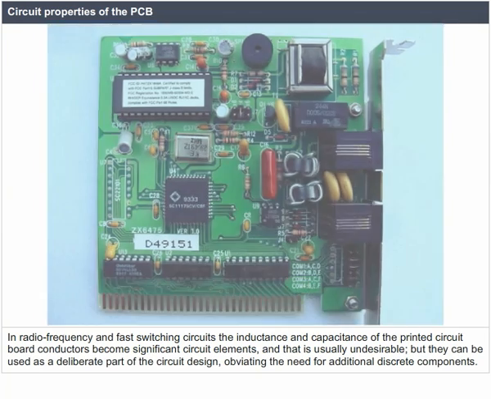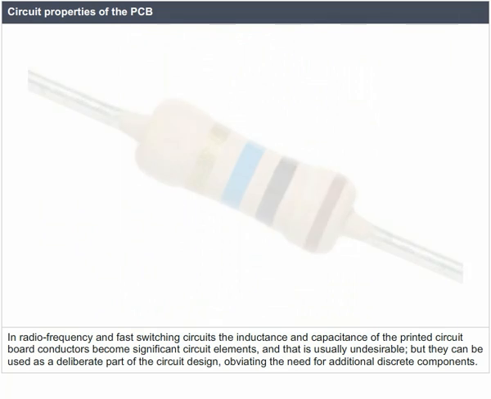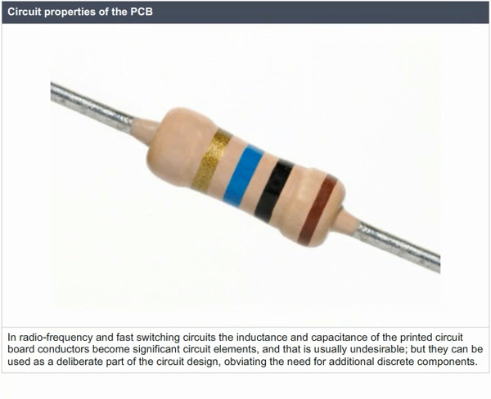In radio frequency and fast-switching circuits, the inductance and capacitance of the printed circuit board conductors become significant circuit elements, and that is usually undesirable. But they can be used as a deliberate part of the circuit design, obviating the need for additional discrete components.